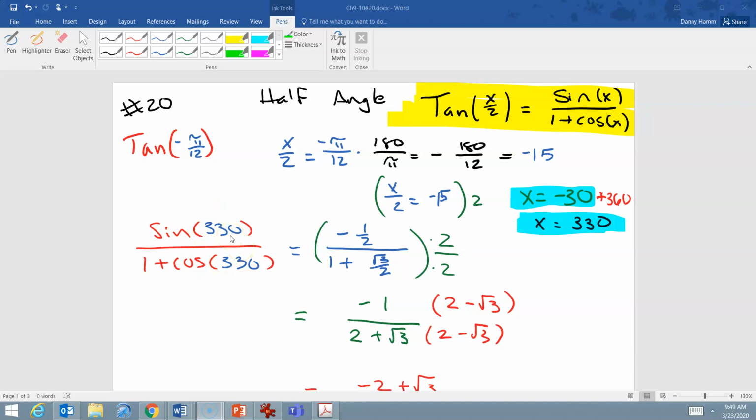And so we just go to our unit circle and ask: what is the sine value at 330? It's negative 1/2. And what is the cosine value at 330 or negative 30? It is root 3 over 2. Now once we have this fraction in blue, we are just simplifying.